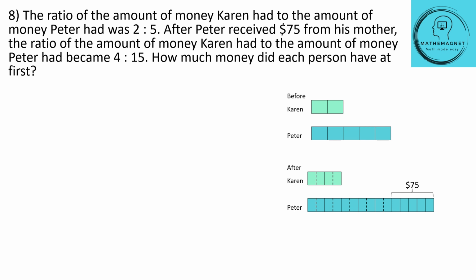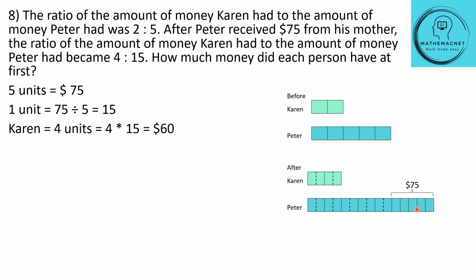But here, since Peter has received an additional amount of $75, instead of 10 units it has become 15 units, as given in the question. So here it becomes 4 and here it becomes 15. Now the new additional value that he has received is 5 units, because this 5 units, which was further divided into 10 parts, is what he already had. The additional 5 units is what he has got from his mother. So 5 units will be $75. 1 unit will be 75 divided by 5, which is equal to 15.